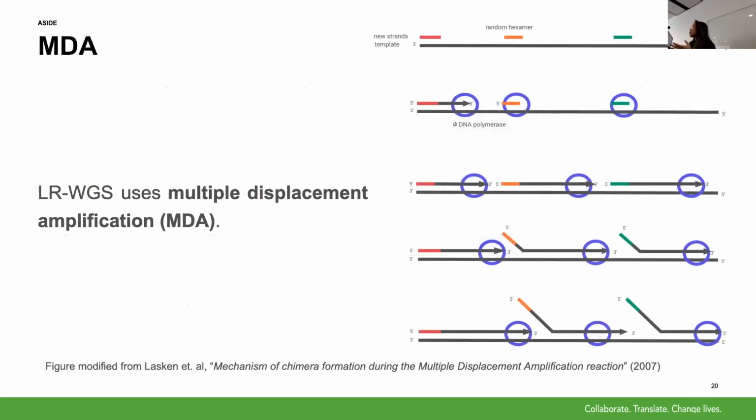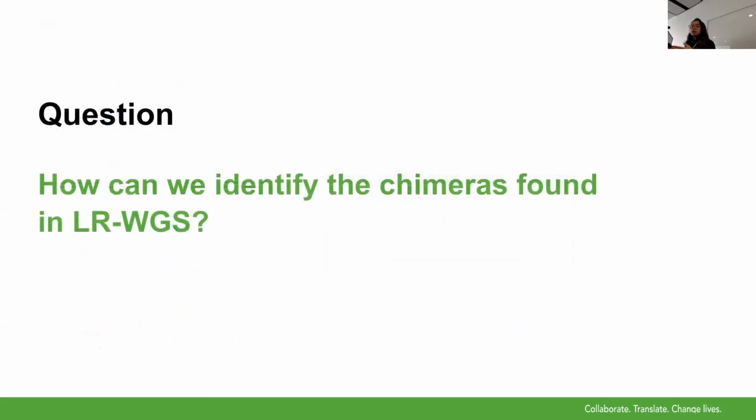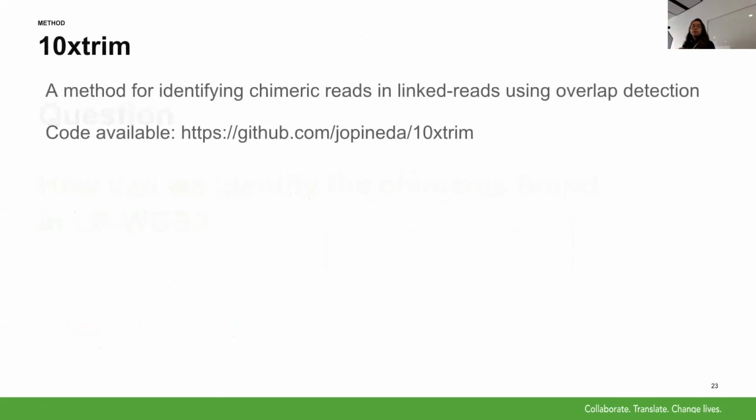So linked read whole genome sequencing uses multiple displacement amplification. Previous literature has supported that MDA can result in inverted chimeras, which show similar traits to the reads carrying the false positive multinucleotide variants. So the next question we wanted to answer was, how can we identify these chimeras found in linked read whole genome sequencing? So we developed a novel method called 10x trim, which tries to identify these chimeric reads using overlap detection, and the code is available on GitHub.